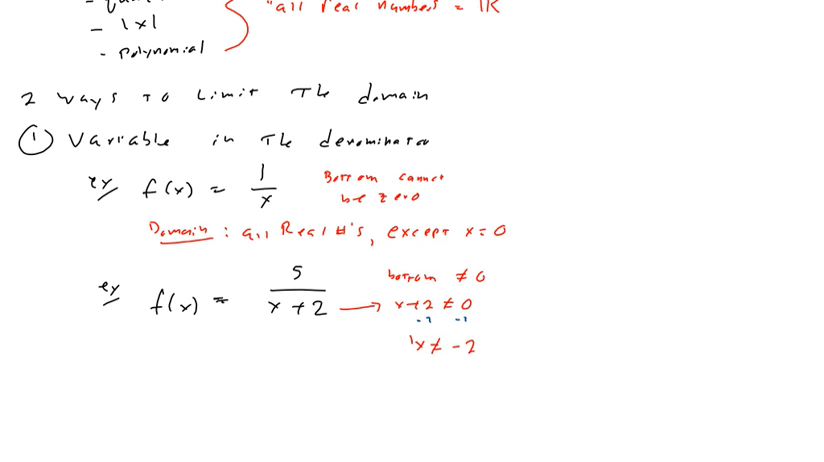And this is my domain. We would say all real numbers, x not equal to negative 2. So you can describe it in words, all real numbers except 0, or you can describe it using the mathematical symbol, all real numbers except for negative 2.